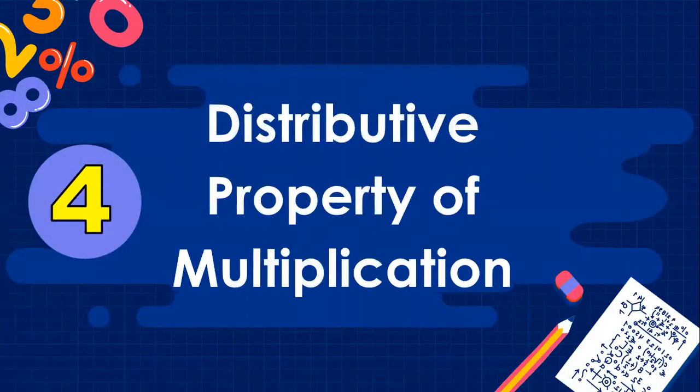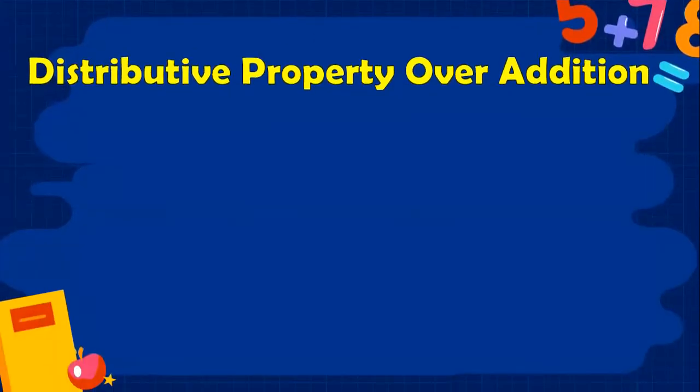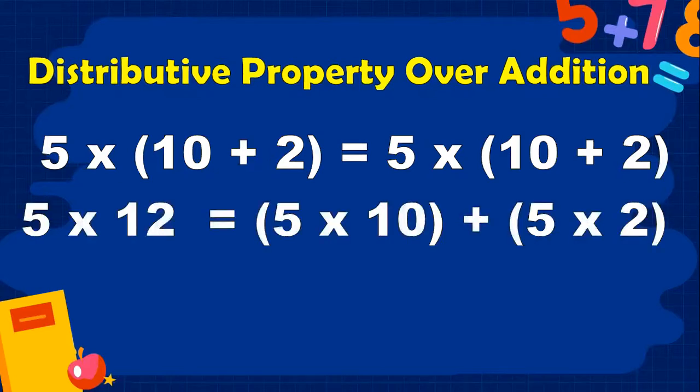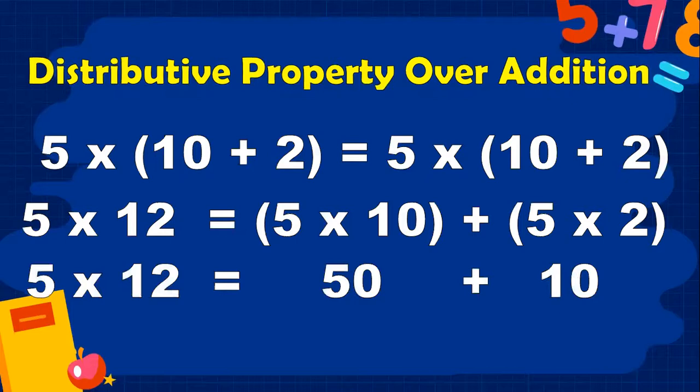The fourth property is the distributive property of multiplication. Distributive property over addition. We have 5 times the group of 10 plus 2. So 5 times 12 is equal to 5 times 10 plus 5 times 2, you distribute the 5. We have 5 times 12 is equal to 50 plus 10. 5 times 12 is 60, and 50 plus 10 is 60.